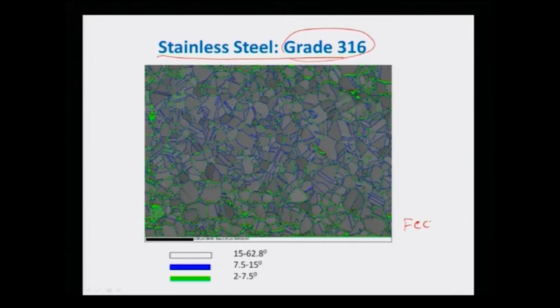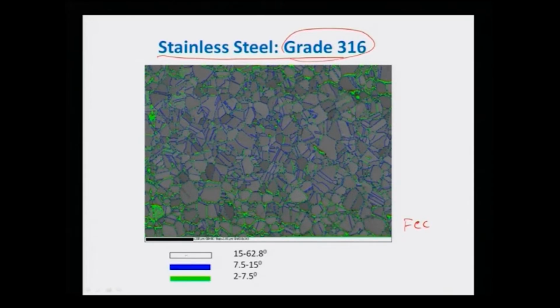This sample was prepared by a simple casting route followed by rolling, and therefore we expect some recrystallization to happen during the processing. What you see here is a grain map of the stainless steel sample after taking the EBSD data, and here I am showing you grain boundaries by plotting different colors.